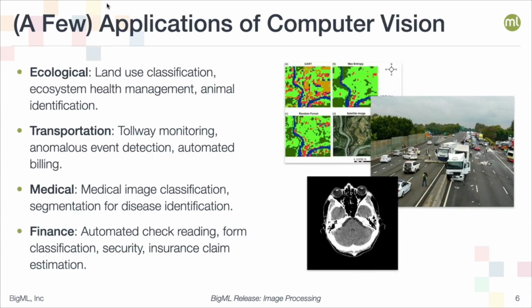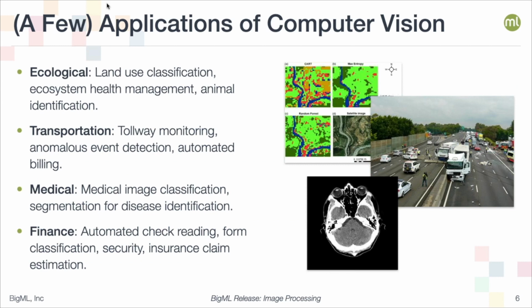Starting from the top, a few applications of computer vision. At this point, there are a lot of really well-known applications, a lot of places where these models work really well and help people and make people money every day in the real world. Just to go through a few of them, there are ecological models that you can use to do land use classification. You have satellite images, and you want to be able to tell what part of that satellite image is a forest, what part is a river, what part is a field, etc.